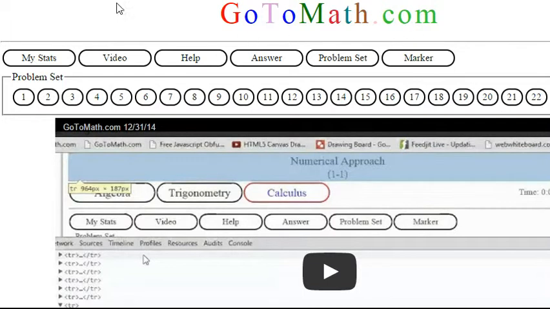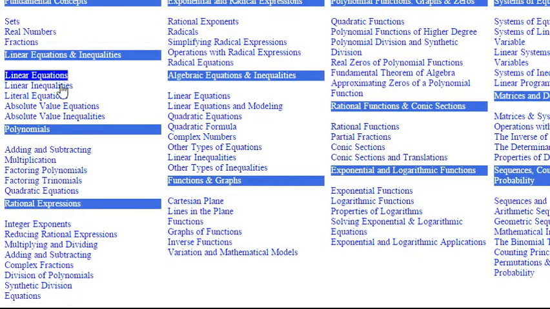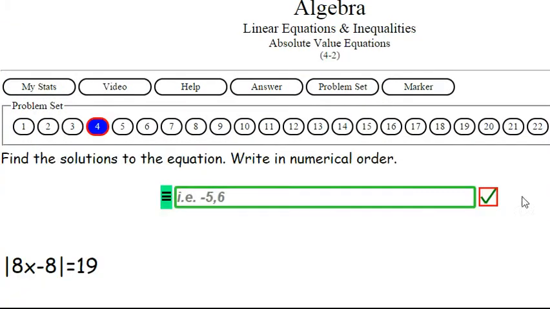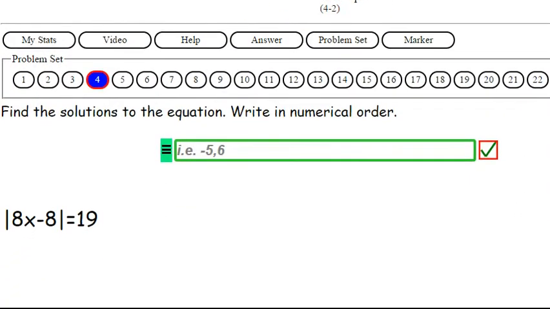Okay, we're here at gotomath.com. Let's click on the algebra. Go down to absolute value equations, and 4.2 is what we'll be working on. Looks like find the solutions to the equation, and then for this checkbox, write in numerical order. Okay, so let's go ahead and jot that down real quick. The absolute value of 8x minus 8 is equal to 19.